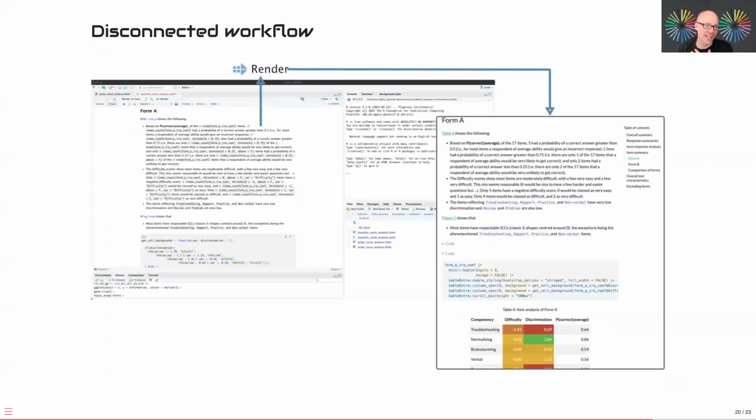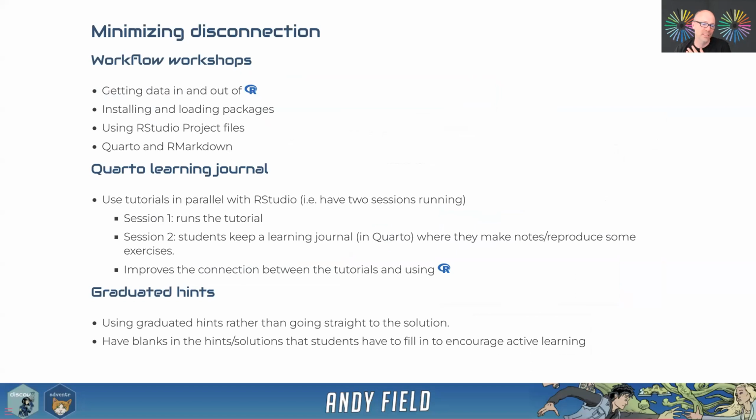This isn't an example of a journal, but this would be the idea. They'd have RStudio running, they'd be doing a document in Quarto, and where they're doing their learnr tutorial, they'd be taking bits of code across and trying it out in RStudio. So they're not only working in the tutorial.